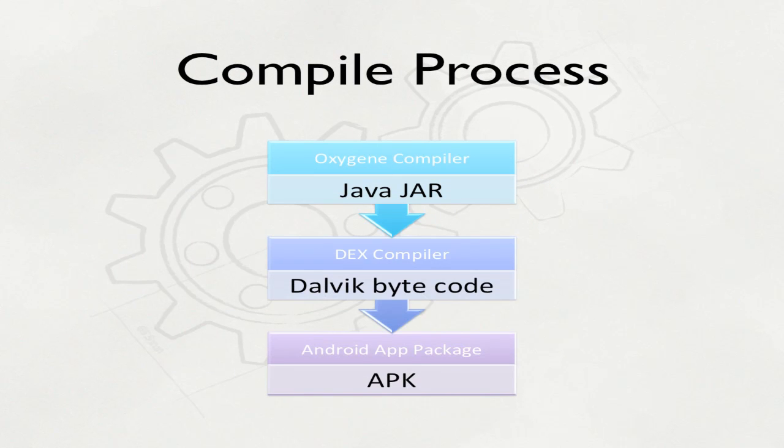The compilation process is you start with the Oxygene compiler and it produces a Java jar file for you. And then that runs through the DEX compiler, which produces the Dalvik bytecode. And then all of that's packaged together into an APK file. Inside the APK file will be, in addition to your DEX compiled bytecode, any resources you're using in your application. This is all bundled together, and that's what actually gets deployed to and runs on your Android device.